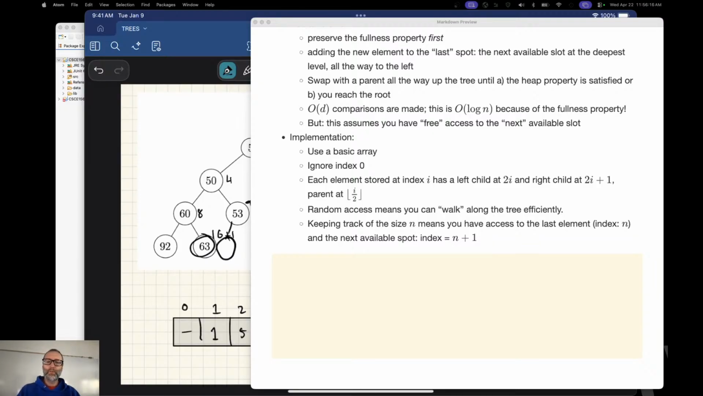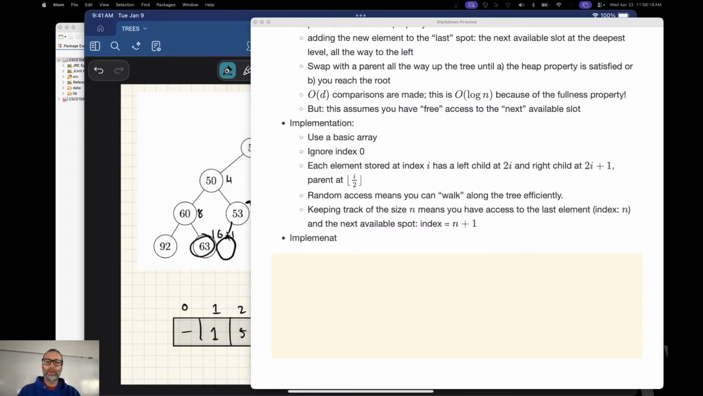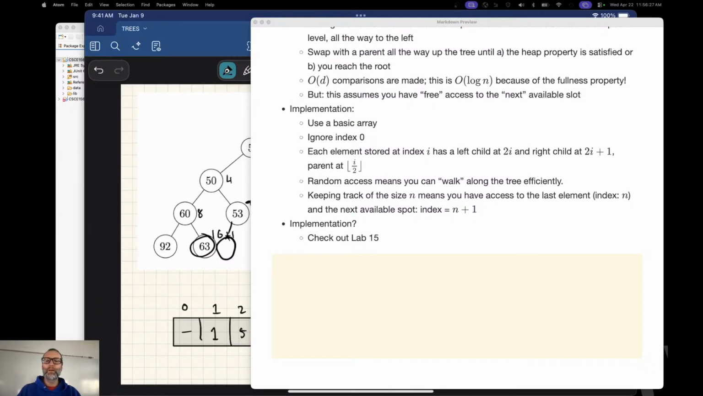Implementation? So could we do this in Java? Yeah. Check out lab 15, because it's kind of boring. In fact, it's so boring that, what does an implementation look like in Python?